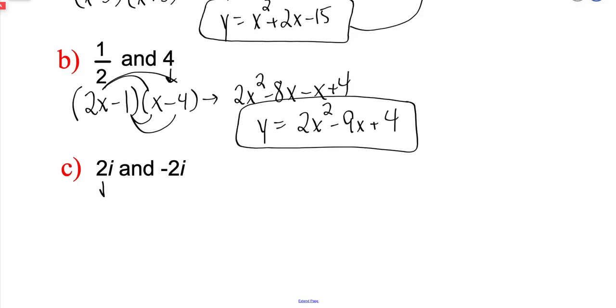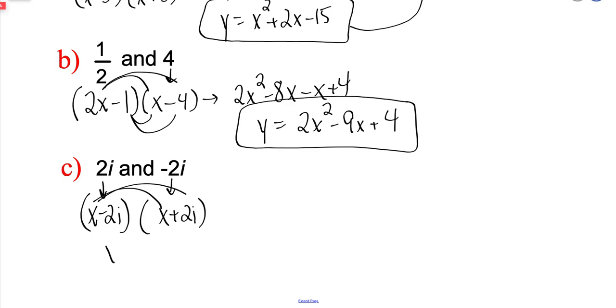All right, so this one becomes x minus 2i. This one becomes x plus 2i. And then we're FOILing it all out. So, x squared plus, now this will look kind of goofy, 2xi. And then we got a minus 2xi. You always want to write the i last. And then a negative 4i squared.